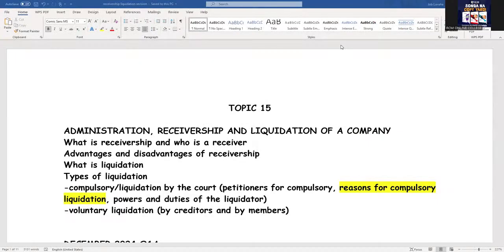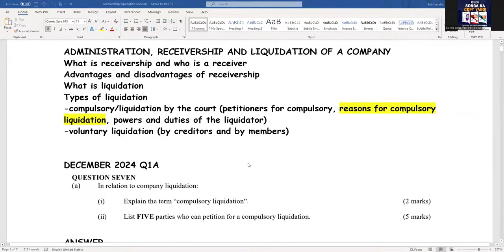Yeah, so we looked at all those. So we can, in this case, look at the very first question, which is here. It says it is from December 2024. It is question number 1A. It says, in relation to company liquidation, explain the term compulsory liquidation. Then Roman number 2, list 5 parties who can petition for the compulsory liquidation of the company.